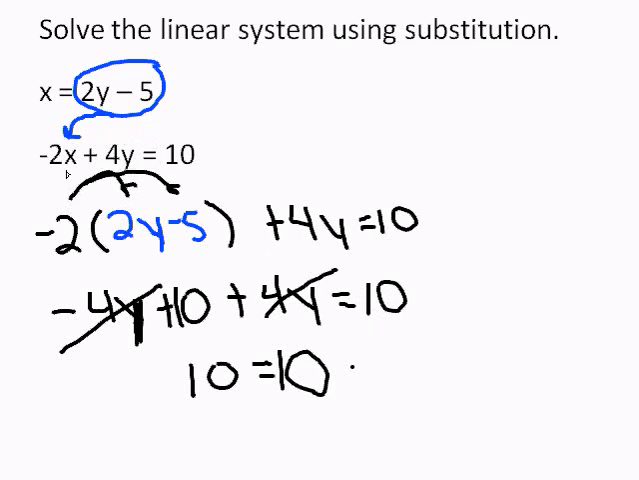If you were to solve the second equation out, you would find out x is equal to 2y minus 5. In other words, these equations are exactly the same even though they look different. And if you remember from graphing, if the equations are the same, there's infinite solutions.